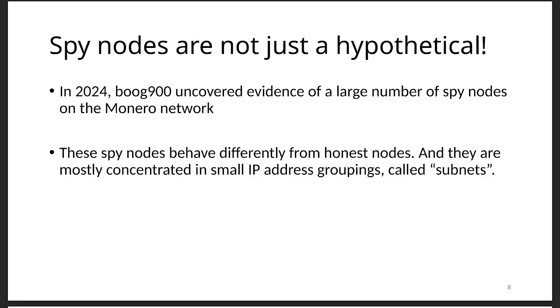Spy nodes are not just a hypothetical. In 2024, Boog900 uncovered evidence of a large number of spy nodes on the Monero network. These spy nodes behave differently from honest nodes, and they are mostly concentrated in small IP address groupings called subnets.